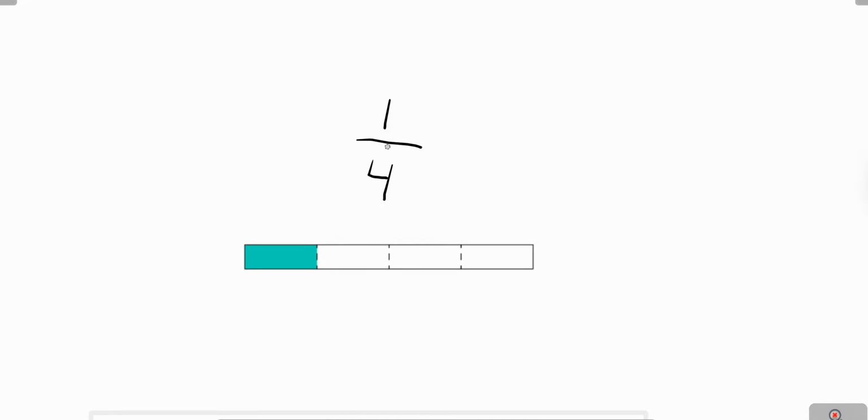So here we have an example of a fraction model. 1 is shaded out of 1, 2, 3, 4. So here we have 1/4. Now, how can this be represented as groups of 1/4? So, multiplication.